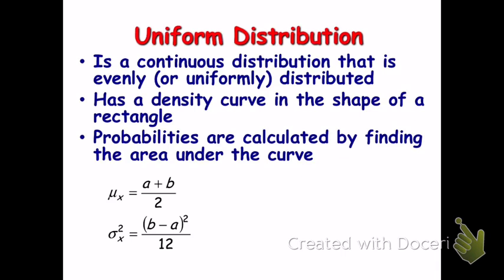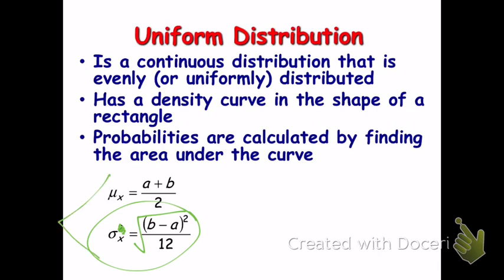This is the formula for the mean and the standard deviation of a uniform distribution. It actually gives you the variance, so I want you to write this. Mean and standard deviation, so square root it. Is this on the AP formula sheet? Nope, they don't give you these.